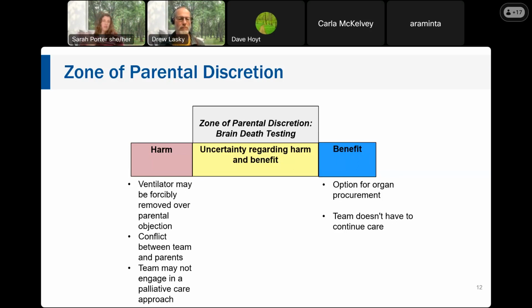So the benefit is that, right, if we test, we get results, we have the option for organ procurement, and the team doesn't have to continue care. On the harm perspective, we talked about that we may feel like we're going to remove a ventilator forcibly over parental objection. We have the conflict between team and parents, and something else that has come up when we've done these consultations is that we may have failed.